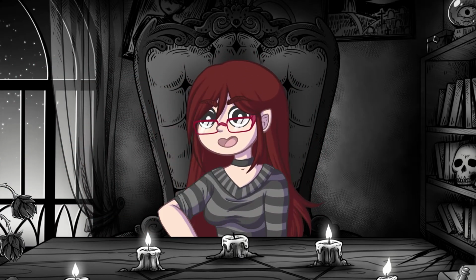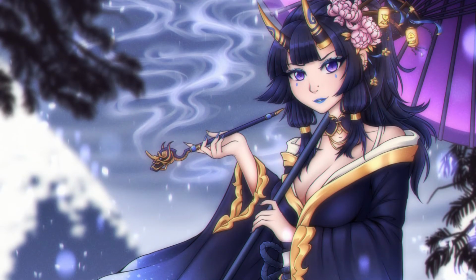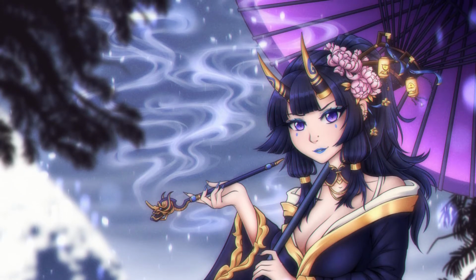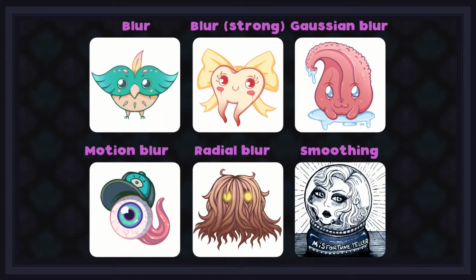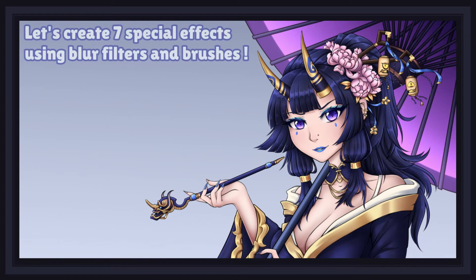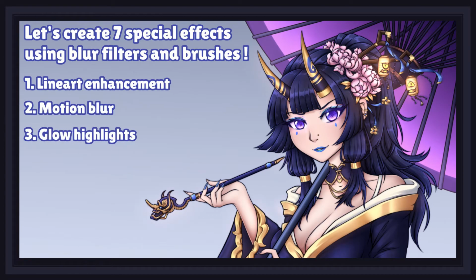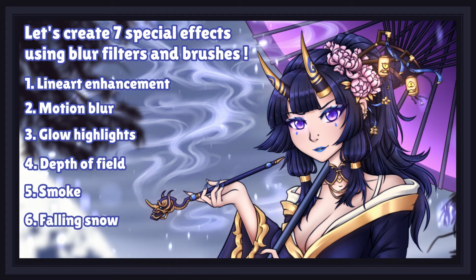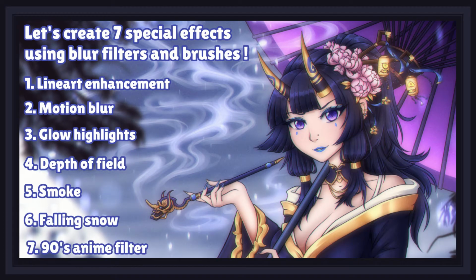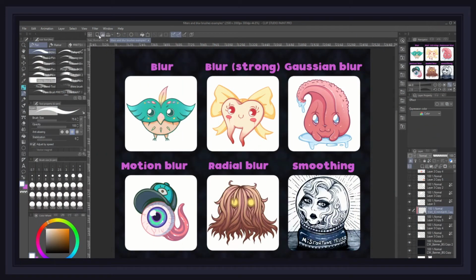I'm Professor Crimsy, and in today's class I will teach you how to create a variety of special effects to improve your illustrations using blur filter and blur brushes in Clip Studio Paint. We will start off with a quick overview of all the available filters and brushes, and then I will teach you step by step how I create my 7 personal favorite special effects using some of these tools. These effects include Lineart enhancement, movement blur, glow highlights, distance blur, smoke and falling snow, as well as a 90s anime aesthetic filter. That being said, we have a lot to cover, so without further ado, let's begin the ritual.